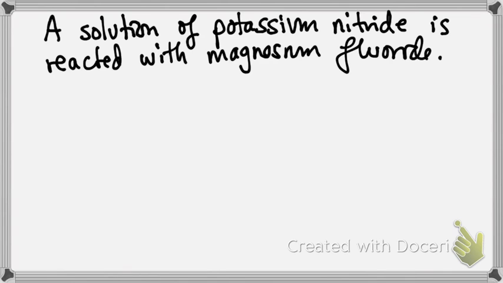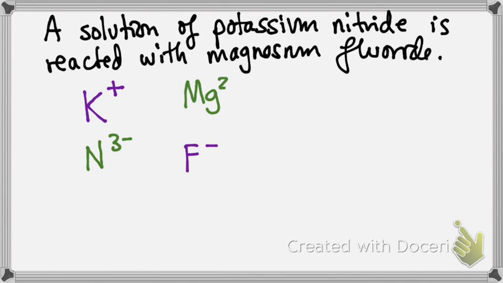So let's start by doing ions and charges. So potassium is K plus, and fluoride is F minus. And nitride is N3 minus, and magnesium is Mg2 plus.